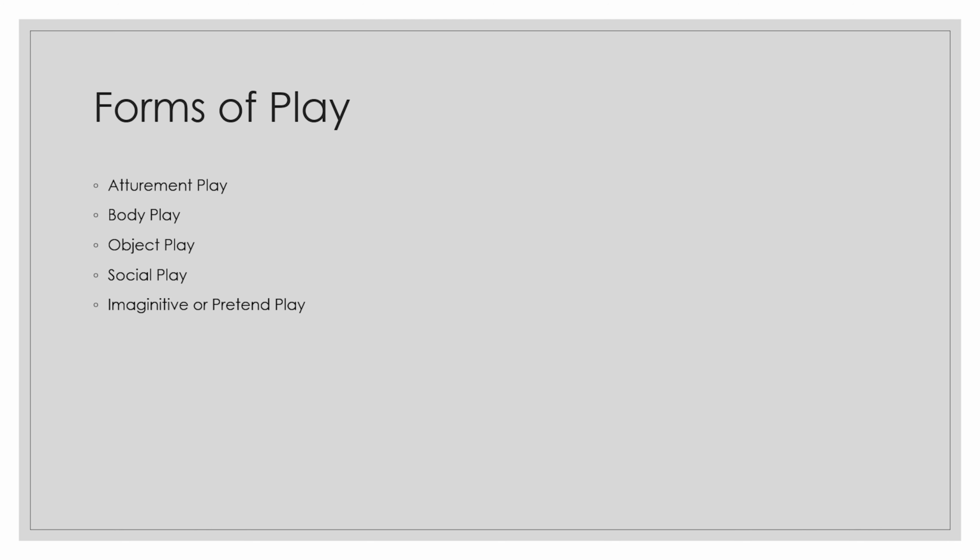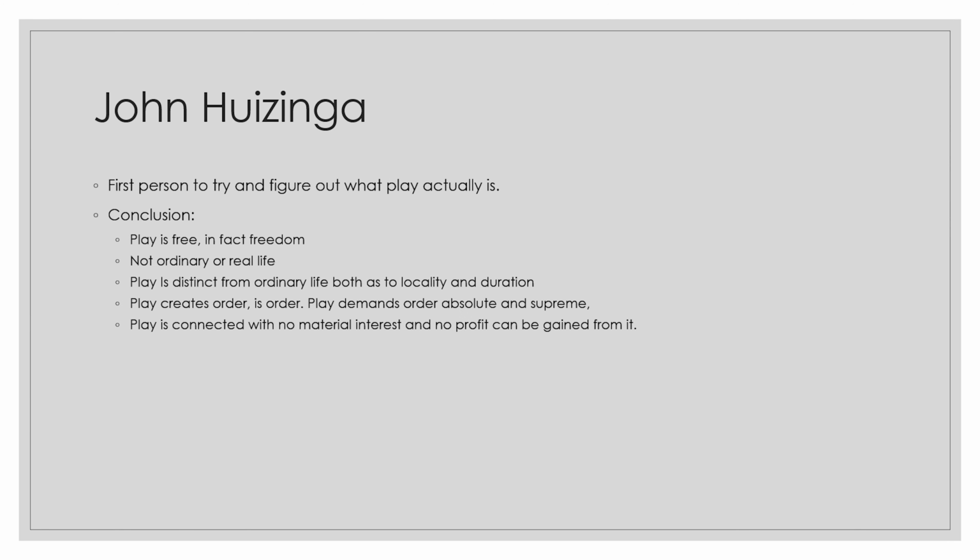And then we move on to the next individual, Johan Huizinga. He was the first person to try and figure out what play actually is. And on his vast little quest to figure all of this out, he concluded that play is free, so you can do whatever you want with it. No one can tell you how you should have fun, when in the end, fun is what you judge it to be, not what others judge it to be.